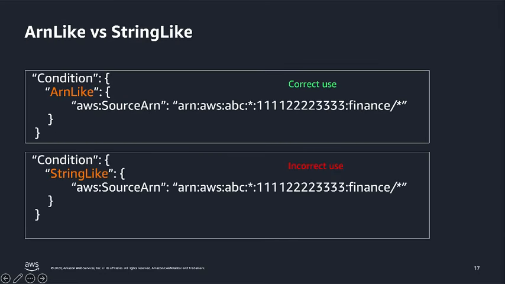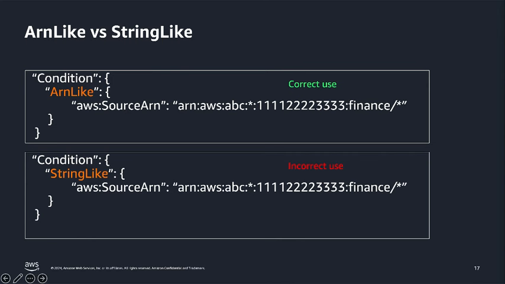Adding the like suffix to the end of the condition operator tells the authorization engine that it should do a wildcard match and not an exact match. You can use the asterisk, as you see in these examples, for a multi-character wildcard match, or you can use a question mark for a single-character wildcard match. You would use the equals suffix if you wanted an exact match.